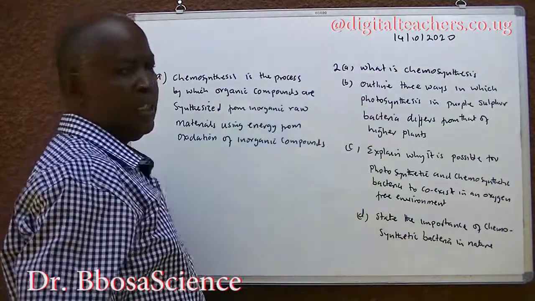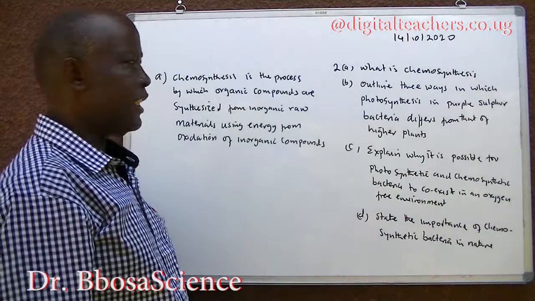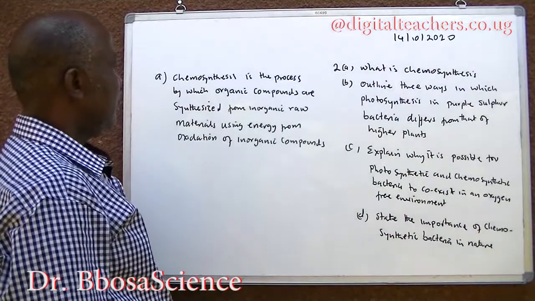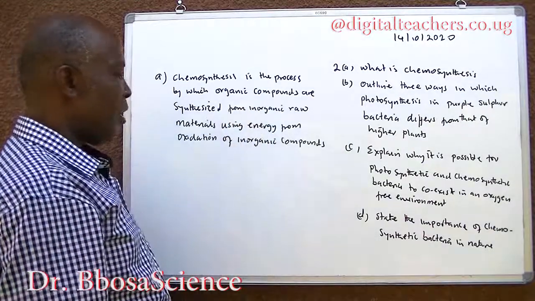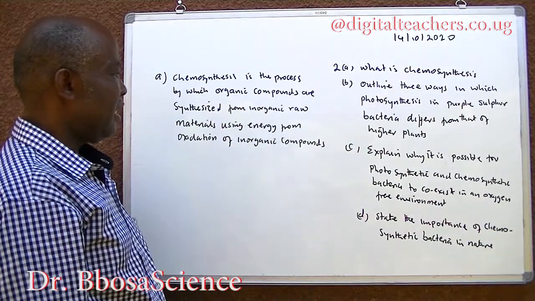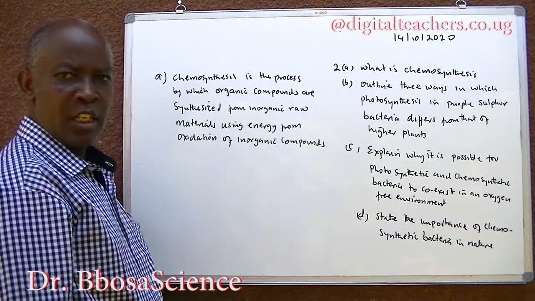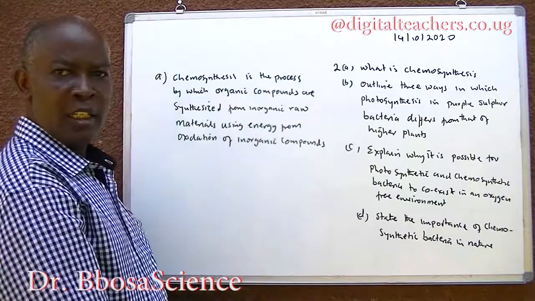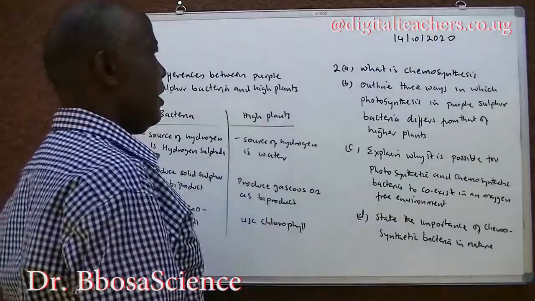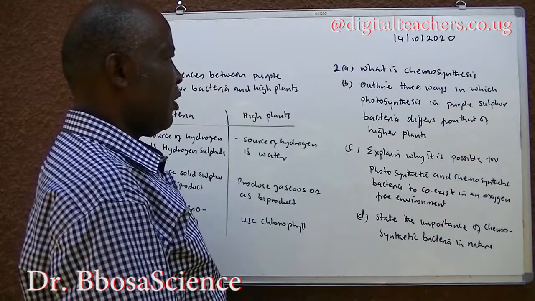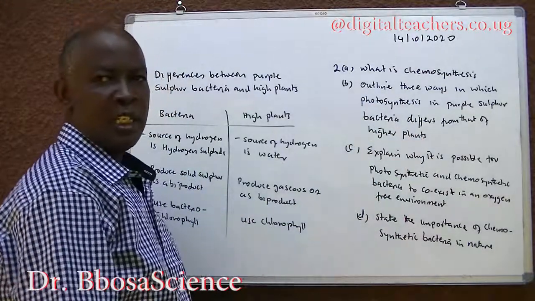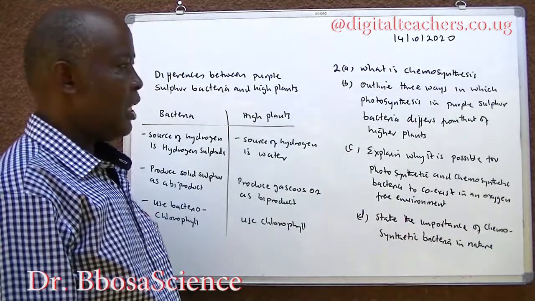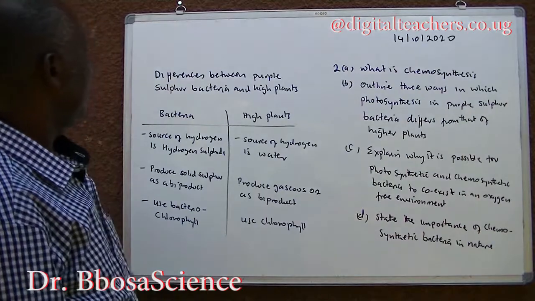Number 2A, what is chemosynthesis? Chemosynthesis is the process by which organic compounds are synthesized from inorganic raw materials using energy from oxidation of inorganic compounds. B. Outline 3 ways in which photosynthesis in purple sulfur bacteria differs from that of higher plants.